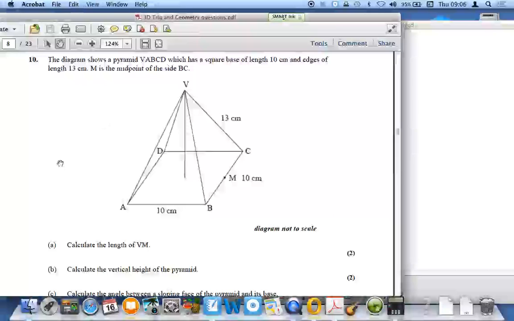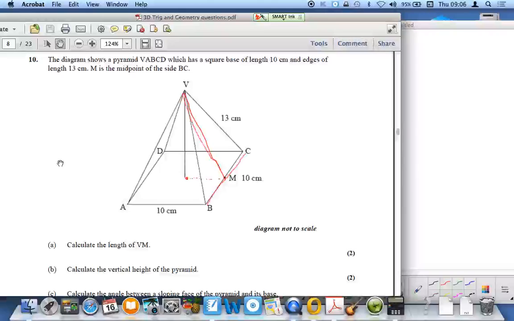Right, so here's our classic situation. Calculate the length of VM. VM is the midpoint of the square base. So it's the midpoint of this thing here. We're going to come down, hit the middle, and then bounce into the centre of that circle.